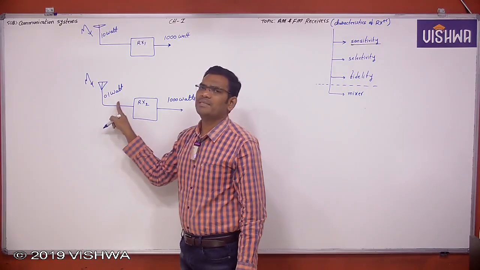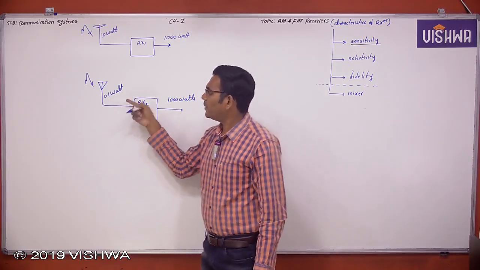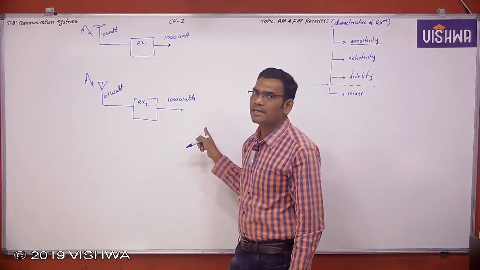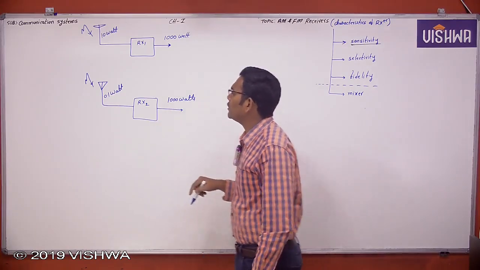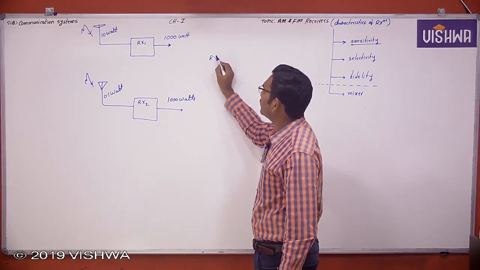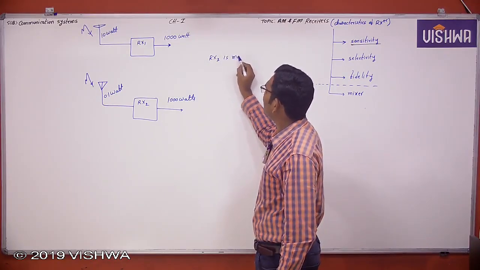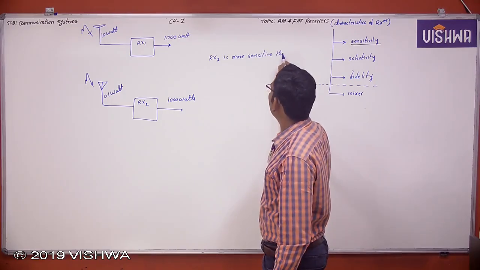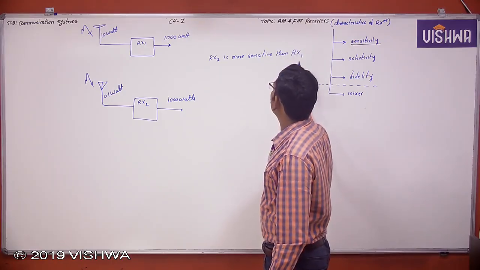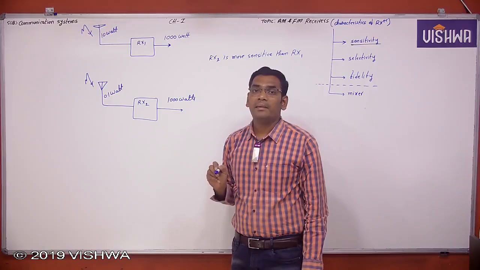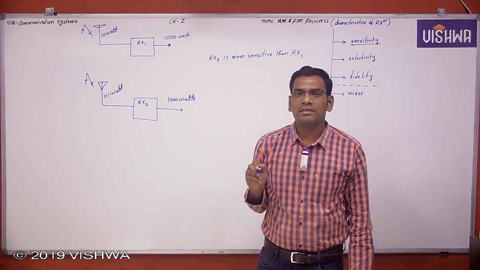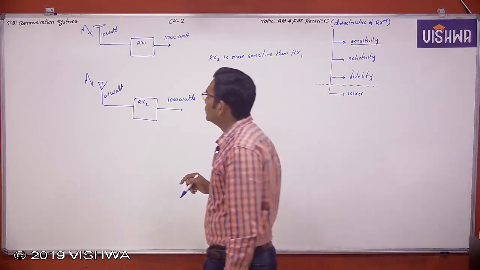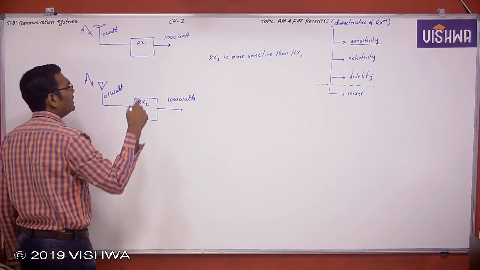But here the minimum signal strength which is coming is 0.1 watt, which is being sensed, received and recognized in order to produce the standard output. Now you tell me which receiver is more sensitive. Receiver 2 is more sensitive than receiver 1. What is sensitivity? The sensitivity is defined as the minimum signal strength which is applied at the input of the receiver to get the standard output.